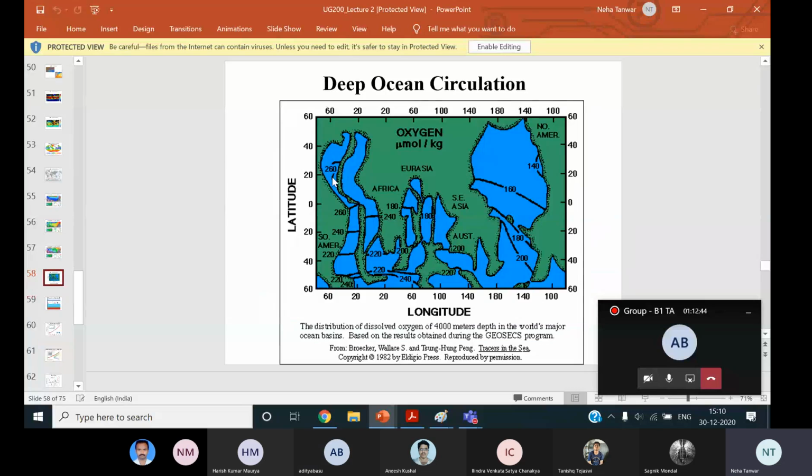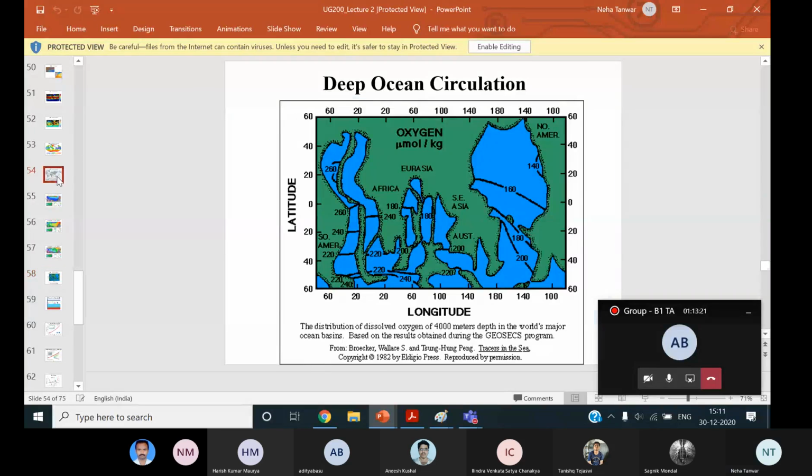Okay, so this is at the 4 kilometer depth of the ocean. Okay, so this is North Atlantic and this is North Pacific, and this region is actually the Southern Ocean. What we have done is we have taken the transect of the ocean at the depth of 4 kilometer. So this is the dissolved oxygen content of the water. It is maximum at the North Atlantic and lowest at the North Pacific. You know, it keeps decreasing as we move along the branch.